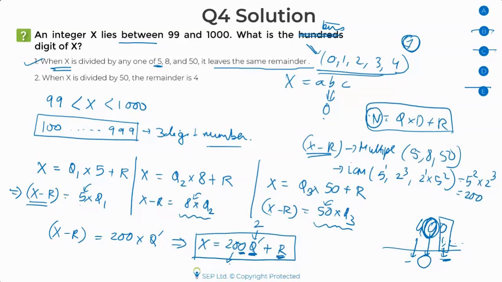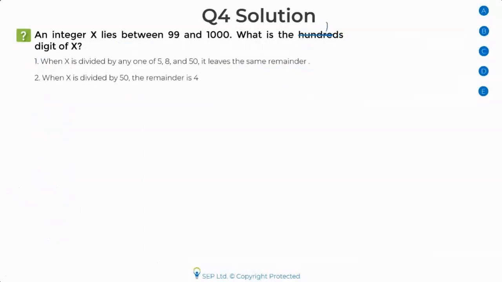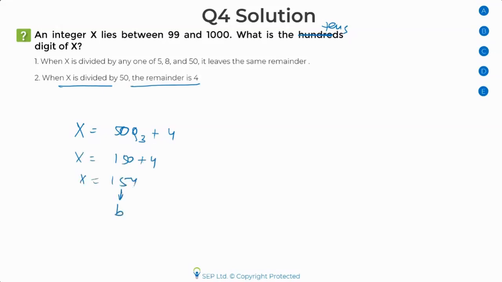Now let's look at the second statement. The second statement is, when x is divided by 50, the remainder is 4. So I can write x as 50 q3 plus 4. But now I don't know the value of q3. That's very important to understand. It's quite possible that the value of q3 is, say for example, 3. If I take it as 3, I'll get 150 plus 4. So in this case, I would say b is equal to 4.